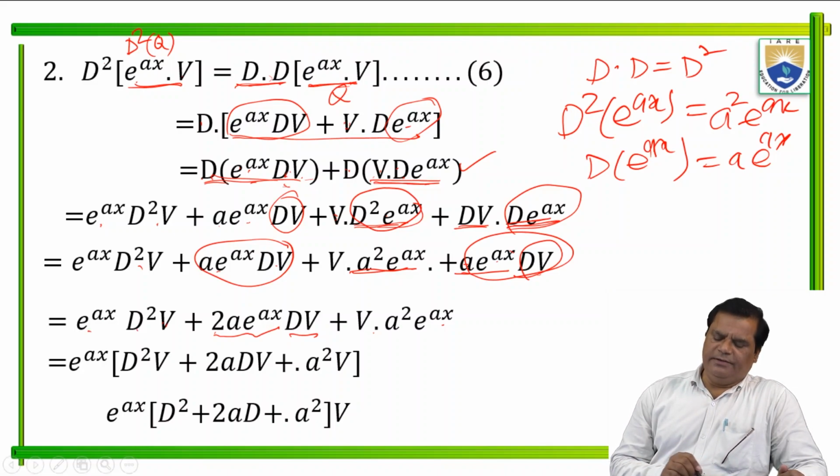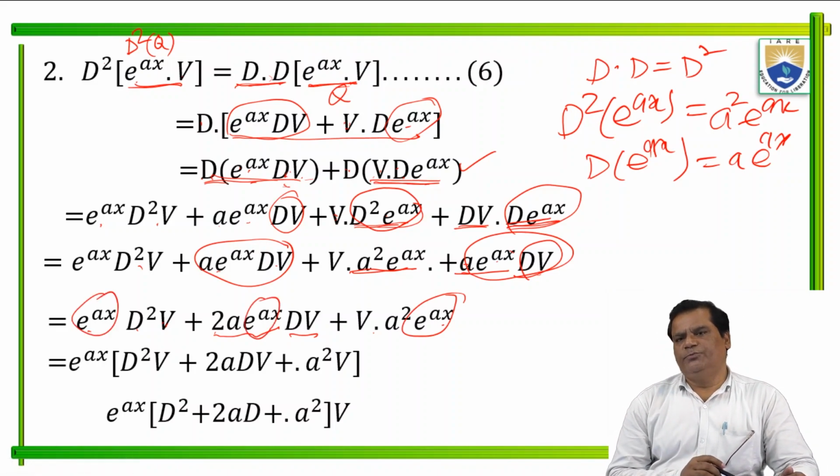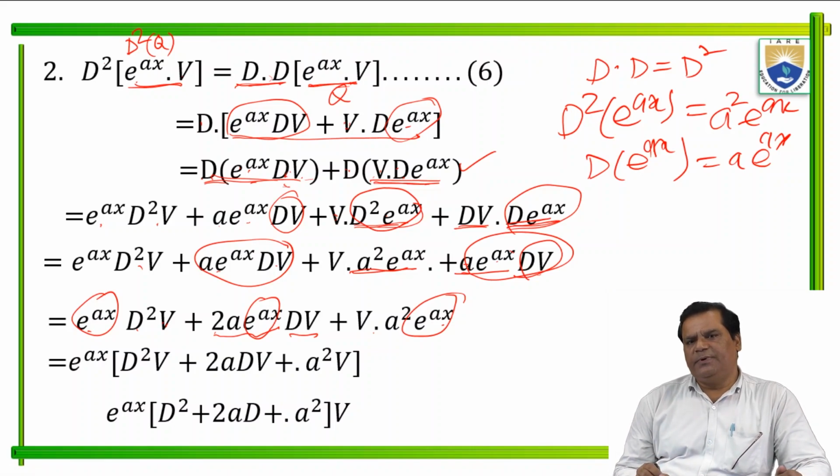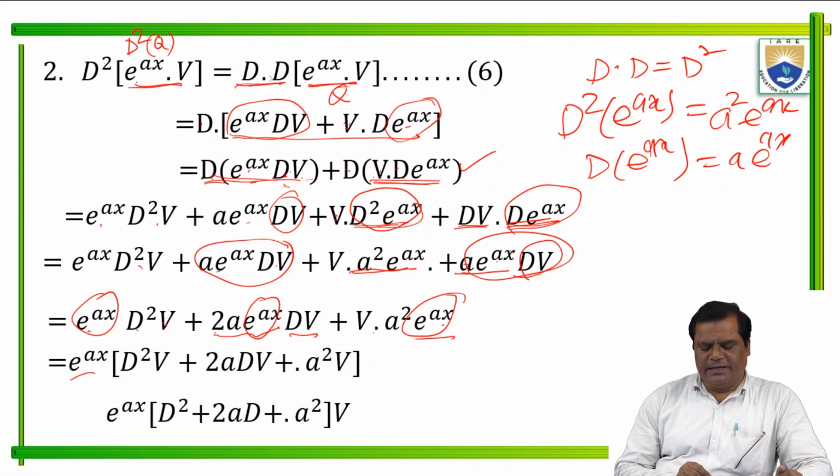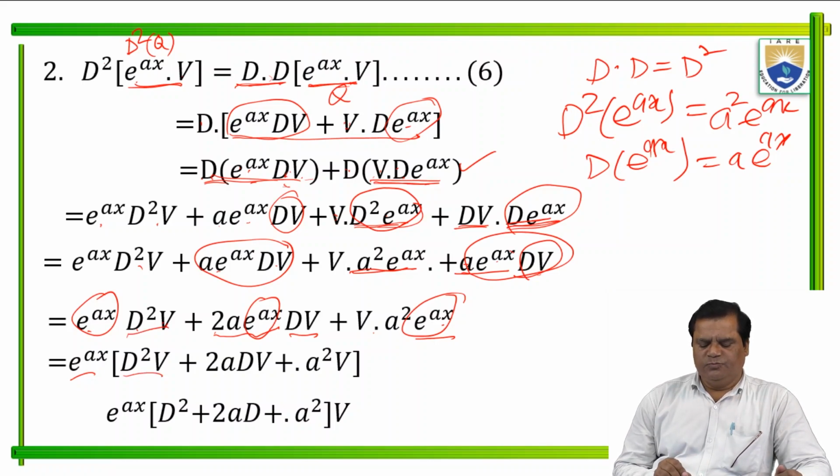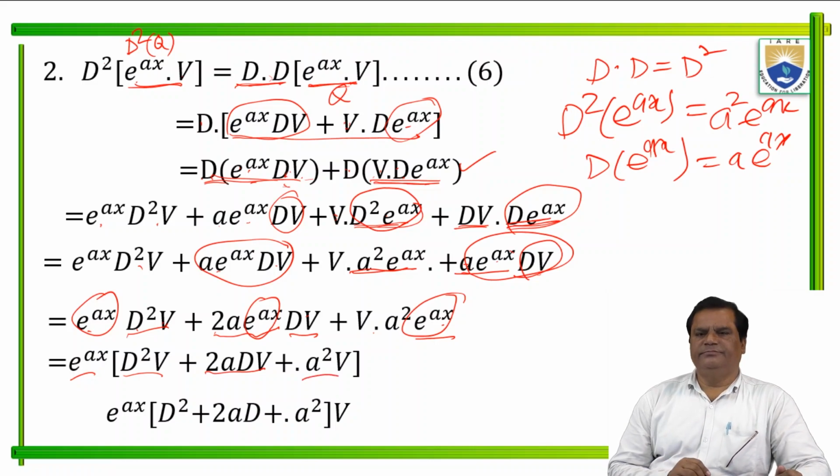What will happen? E to the power ax is a common function. This is multiplied in each term. So we can take e to the power ax common. E to the power ax taking common here, what will happen? Here D square v plus 2a dv plus a square v.